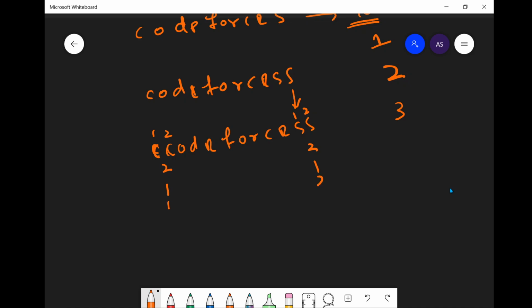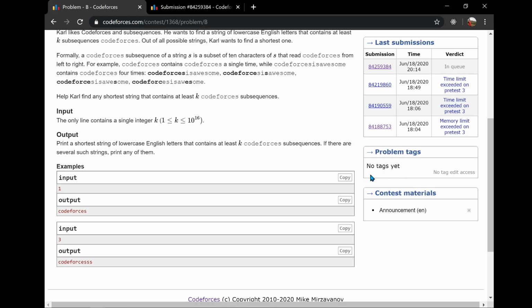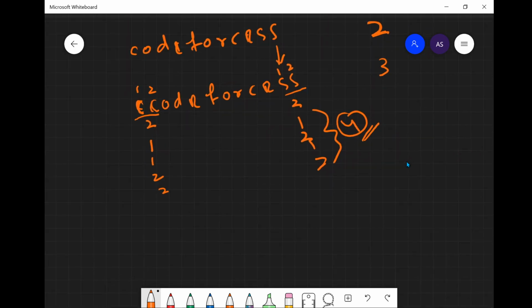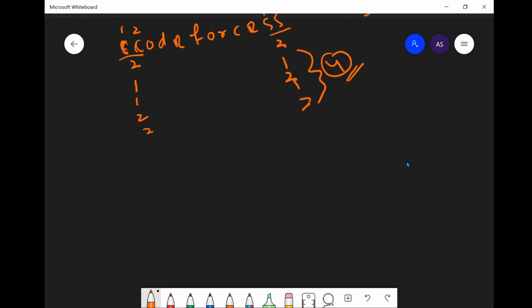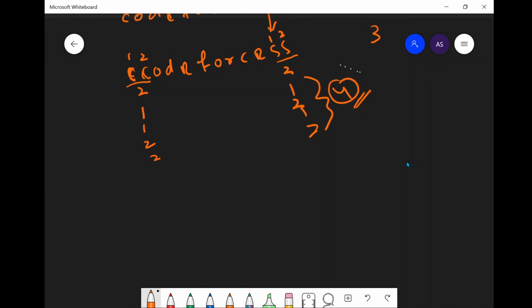Suppose we first build this string by taking each letter twice in order, first as first, second as second. Now at this point we have 4, which is 2 times 2, possible subsequences out of this. Now the question asks us for 5. At this point we can only get 4, so we have to increase it by 1. We have two options here. We can add a C here or an S here, both would be the same because we are increasing one character's count, or we can increment some other character. So let's say we increment this O.